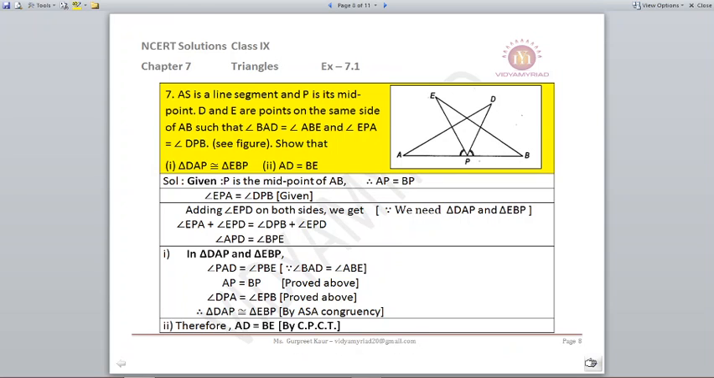Third thing will be angle PAD will be equal to angle PBE. Why? Because we are already given that angle BAD is equal to angle ABE. So we can extend this and we can give the reason of this. With the help of ASA criteria, we have proved that triangles are congruent, and when the triangles are congruent, we know that AD and BE, they both are the parts of the congruent triangle. So we can write down that AD is equal to BE by CPCT.